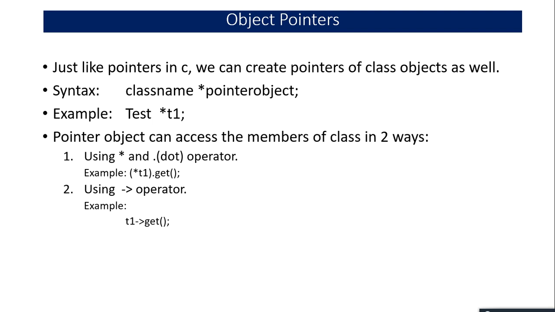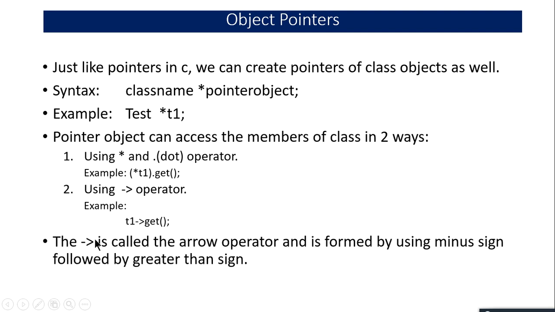Now this pointer object can refer to the members of the class in two ways. One is using the dot and star operator, so you can say star t1 inside brackets followed by the dot operator and the get function, or the arrow operator, so you can say t1 arrow get. Both methods are feasible and can be used to fetch the members of our class using a pointer object. This arrow is called the arrow operator and is made by typing the minus sign followed by the greater than sign on your keyboard. Okay, so this is the object pointer.